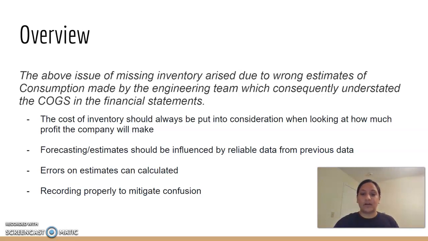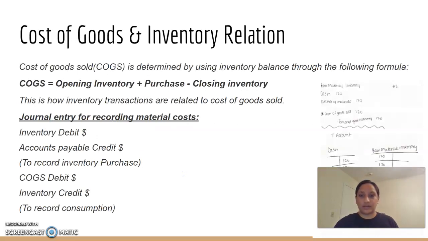Also, recording properly within the T accounts and journal summaries, being able to properly record year by year and look at the past archives, is something that will be very advantageous. Essentially, there was missing inventory and it was not recorded properly. So, let's go into the cost of goods and the inventory relation.